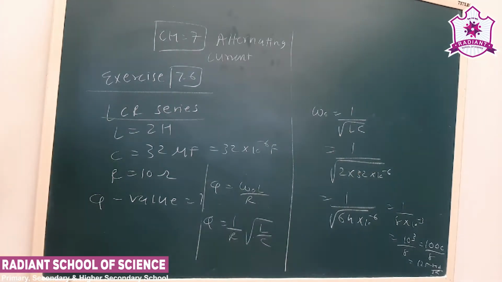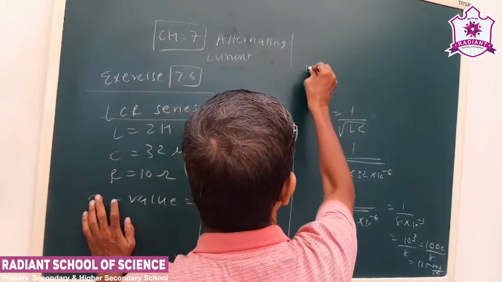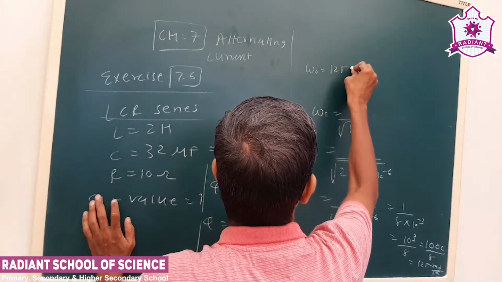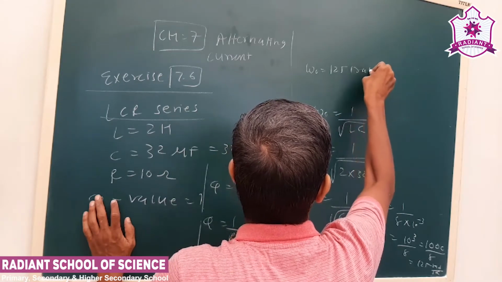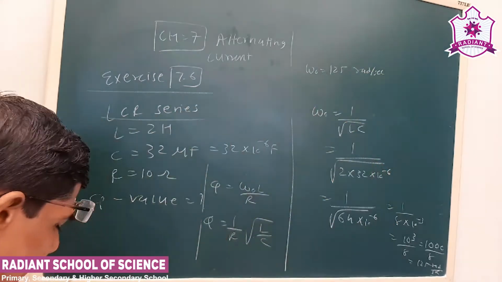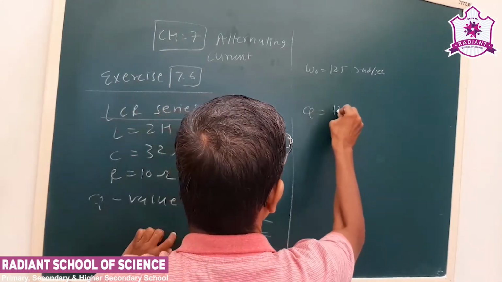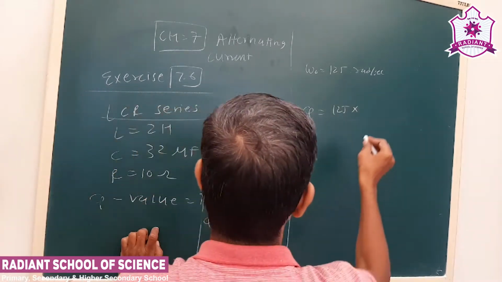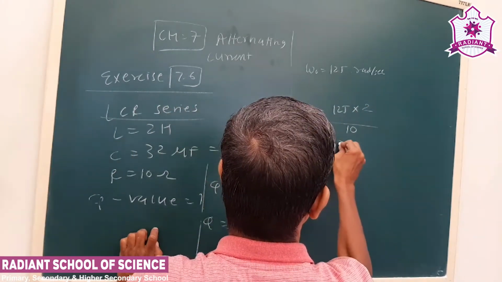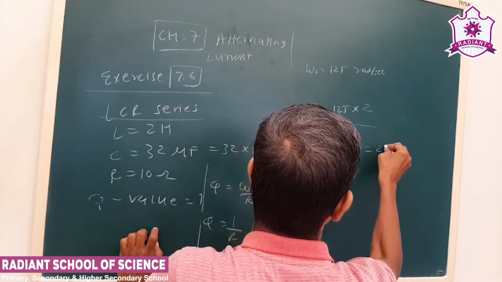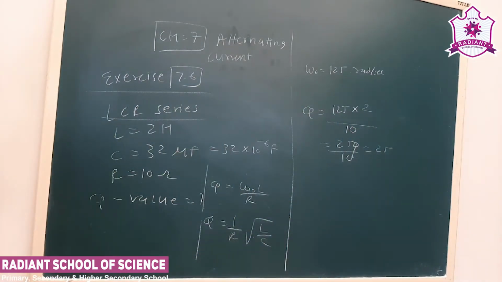So by using the formula, we have obtained the value of omega 0 as 125. Now we substitute in this equation. The Q factor is omega 0, 125, into L, which is 2, upon R, which is 10. That is 250 upon 10. Now the Q factor will be unitless. You can check by using the dimensional formula or just by writing the units, because it is the ratio of frequency to frequency.